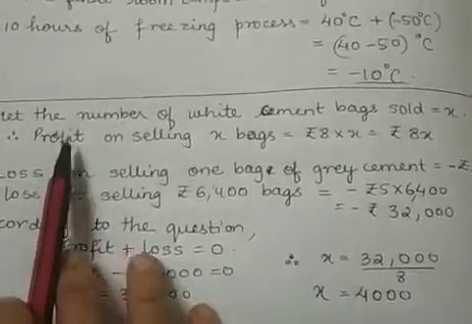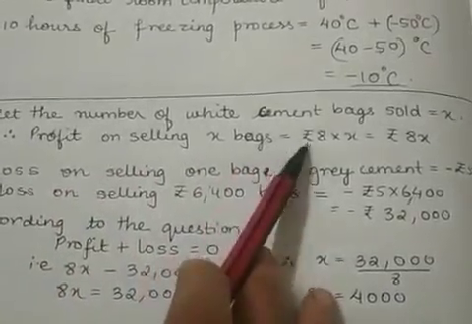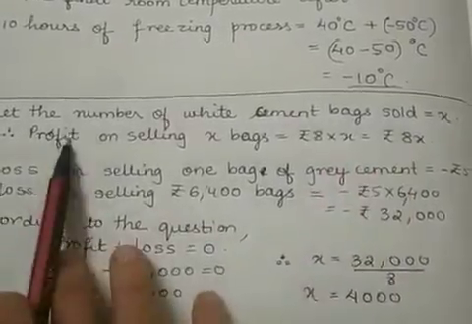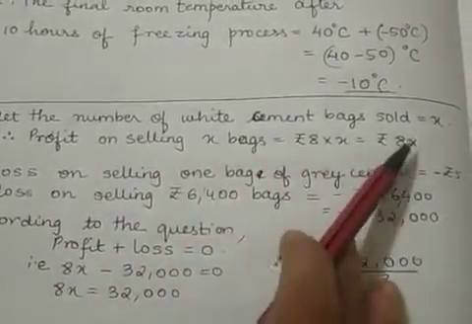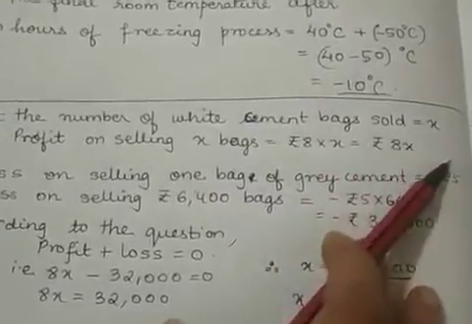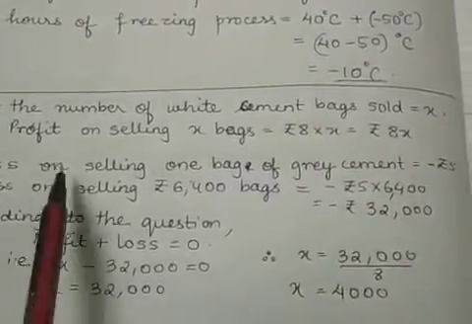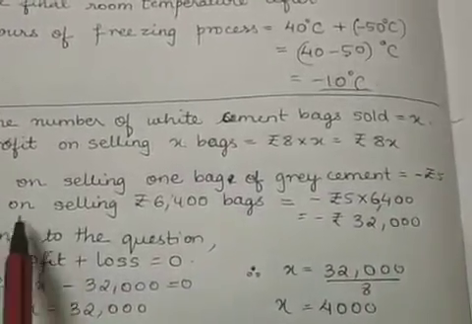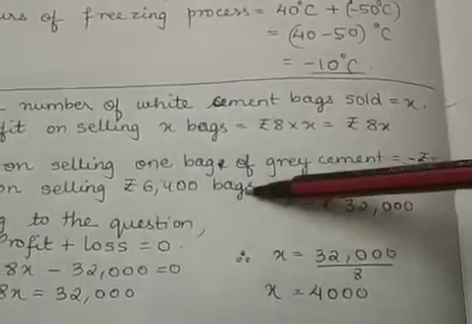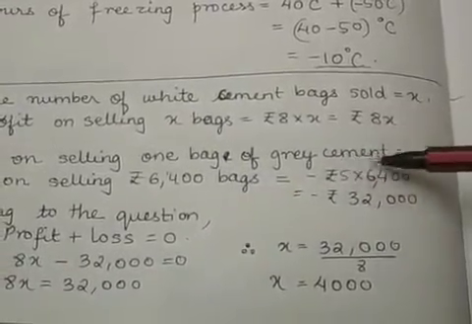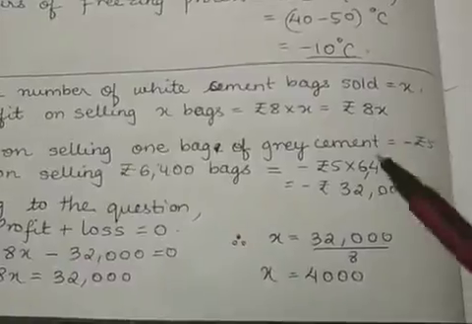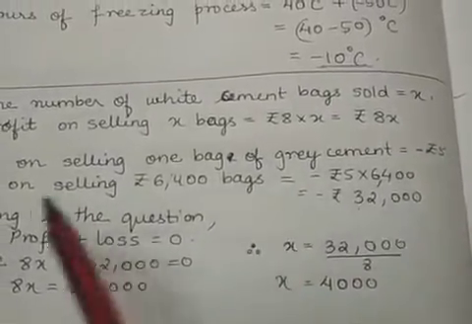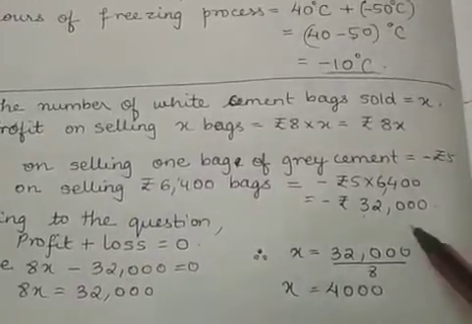Therefore, what will be the profit on selling X bags? It will be 8 multiplied by X, which is 8X. So the profit on selling X bags is 8X rupees. Now the loss on selling 1 bag of grey cement is minus 5 rupees. So what will be the loss on selling 6,400 bags? It will be minus 5 multiplied by 6,400, which is minus 32,000 rupees. So the loss is minus 32,000 rupees.